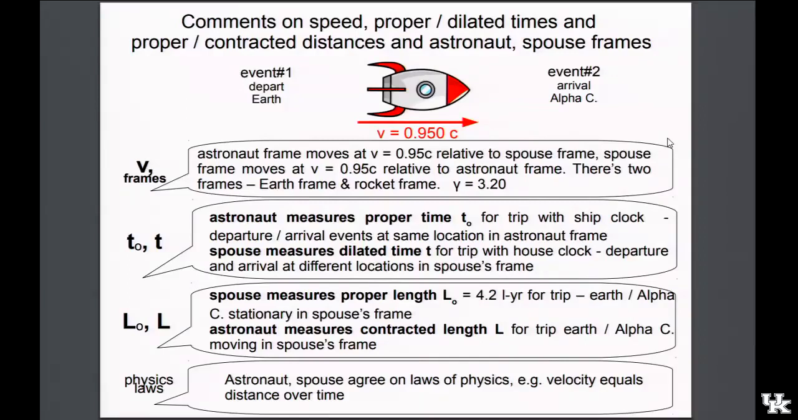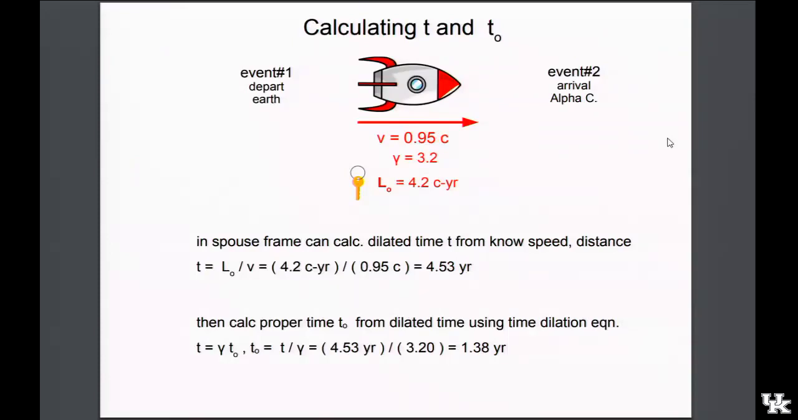Okay, the last comment I wanted to stress is that despite their different reference frames, they do agree on the laws of physics, the astronaut and the spouse. So if it comes up that they want to calculate the speed from the distance traveled and the time taken, they can use v equals distance over time. They both agree on that. The laws of physics are valid for both of them. What their distances and times are will be different because of the relativity of space and time. But the law of physics relating velocity, distance, and time, they'll agree on that. Okay, let me write this out.